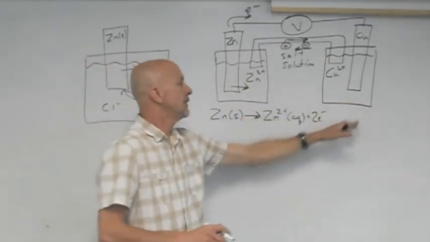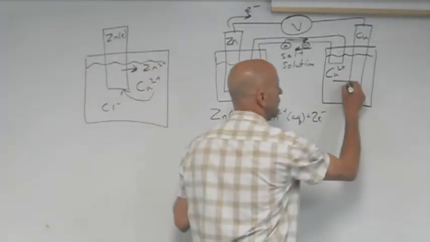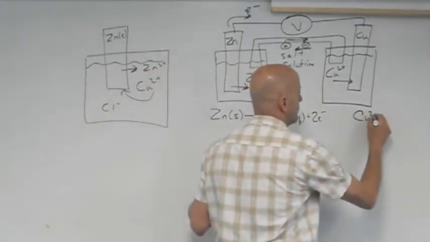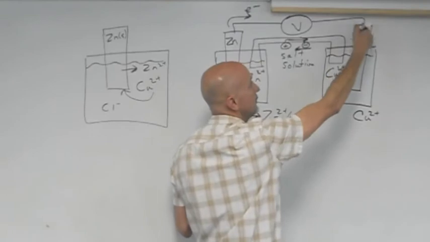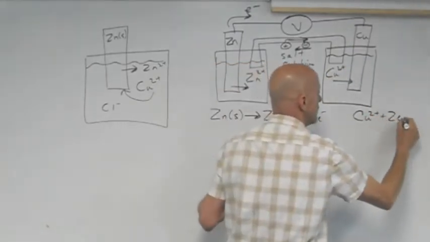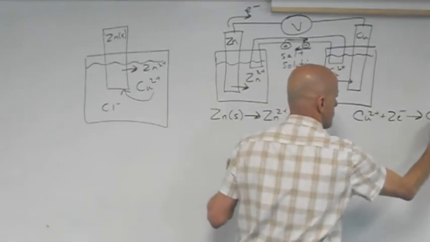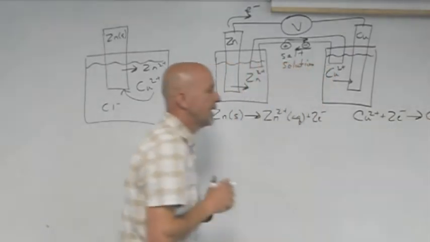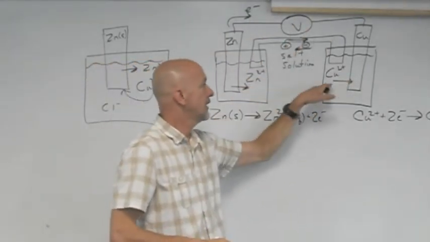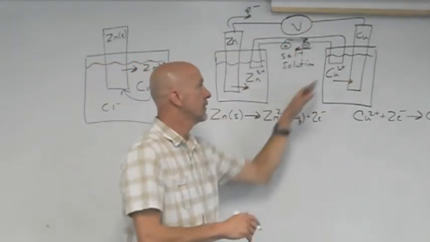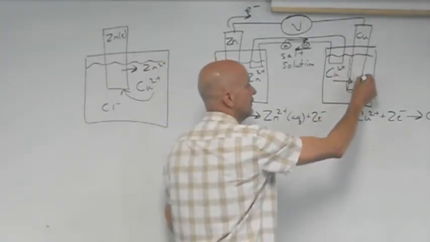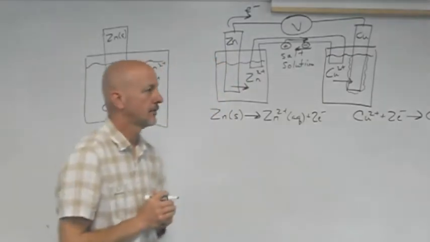What's going on in this beaker? I've got copper ions adding to the metal. Copper ions. So these electrons transfer through here, through the metal. A copper ion comes in contact, takes those electrons, and I get solid copper. So the electrons transfer here. I'm taking copper from this solution, putting it on here. This electrode, this piece of copper metal, is going to start to grow. It's going to gain mass.